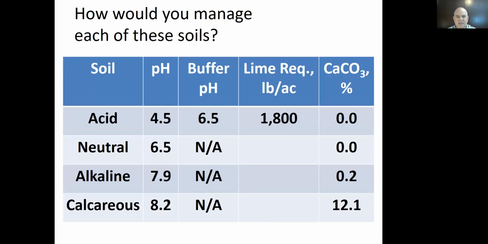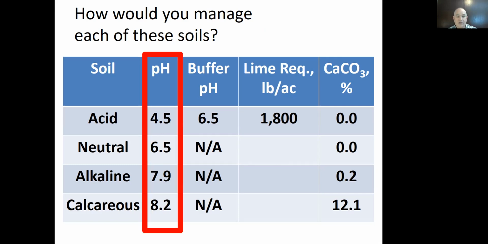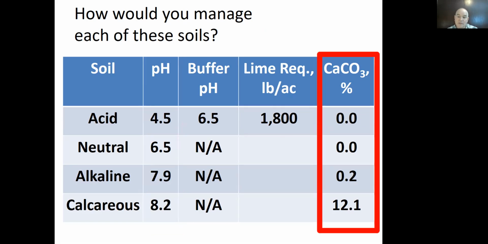If we just look at these different things, we can see the terminology there: acid, neutral, alkaline, calcareous. We've got different pHs. We have different levels of limestone in those soils. Now the acid and neutral soils tend not to have that limestone in them. Limestone will dissolve in an acid soil, and it can actually be used to raise the pH. That's what we use it for.